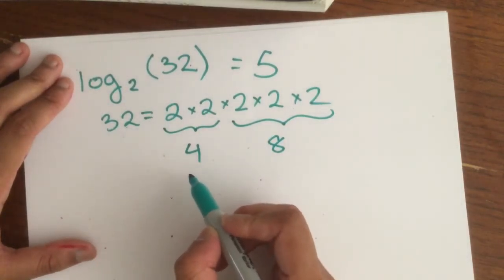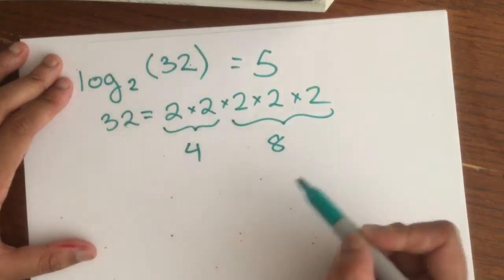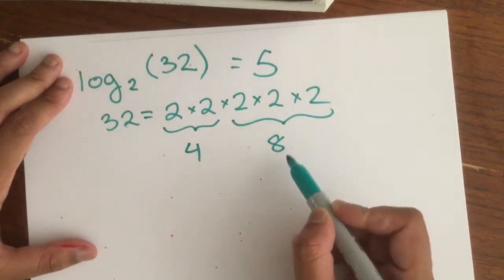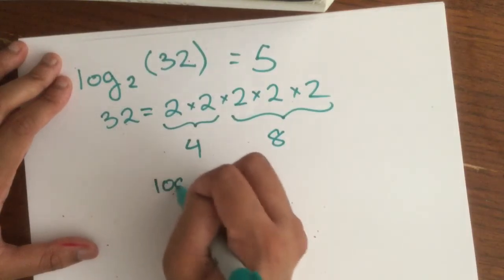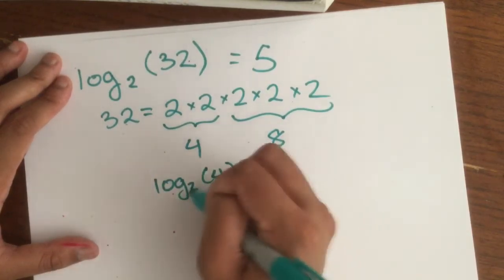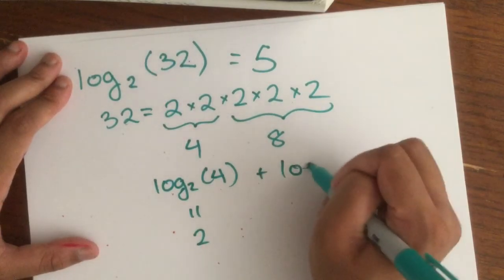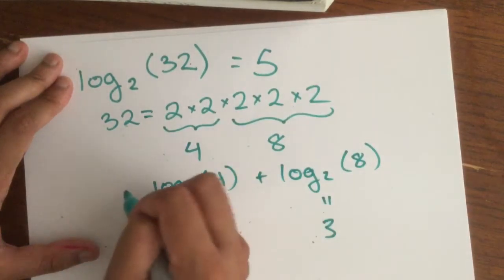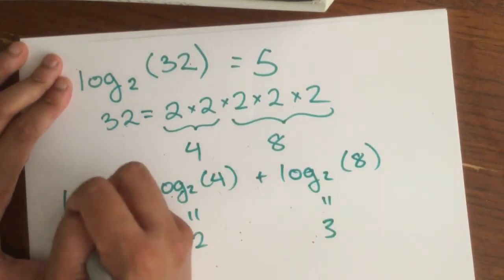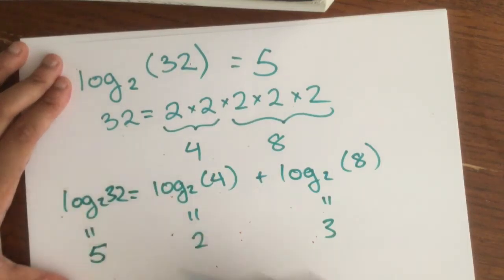And then what power do we raise 2 to get 4? Well, there's 2 of them here, so 2. And what power do we raise 2 to get 8? Well, 3 of them. There's 3 of them there. So log base 2 of 4, which is 2, plus log base 2 of 8, which is 3, is equal to log base 2 of 32, which is 5.